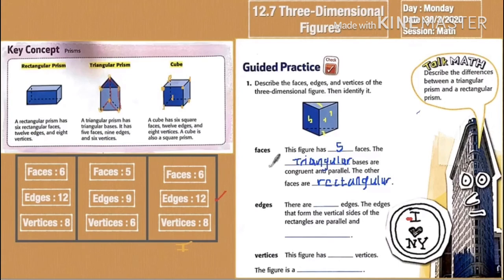Okay, all right, now we have talked about the faces. Now we are going to talk about edges. So we know this is a triangular prism. So there are blank edges. How many edges are on a triangular prism? If we look at this chart that belongs to a triangular prism, it has 9 edges. So you will write down here 9 edges. And then the edges that form the vertical sides of the rectangles are parallel and congruent. So here we will write congruent.